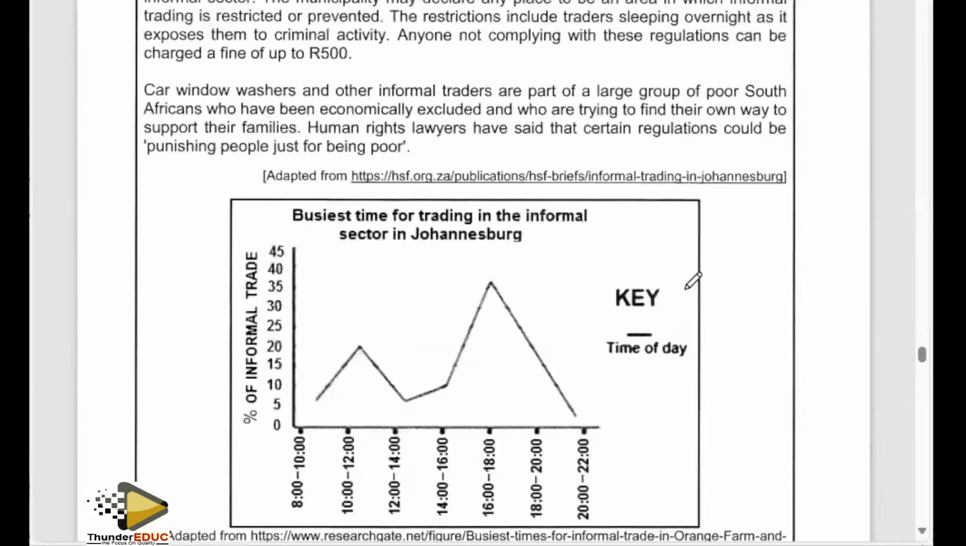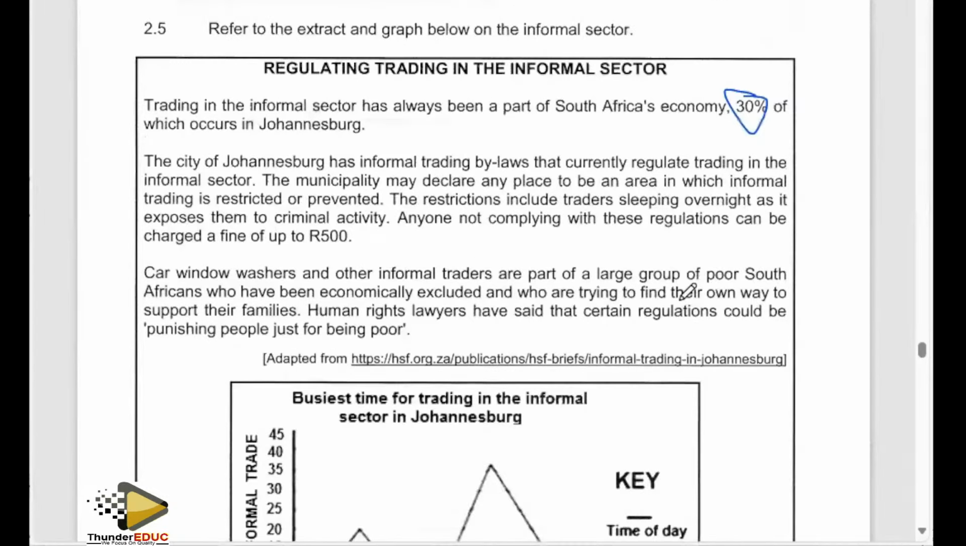Quote evidence from the extract why trading has been restricted in Johannesburg at night. We want to check for evidence why it is restricted that trading takes place at night in the city of Johannesburg. Right. It says here the restrictions include traders sleeping overnight as it exposes them to criminal activities. So this is where we get our evidence. It exposes them to criminal activity.